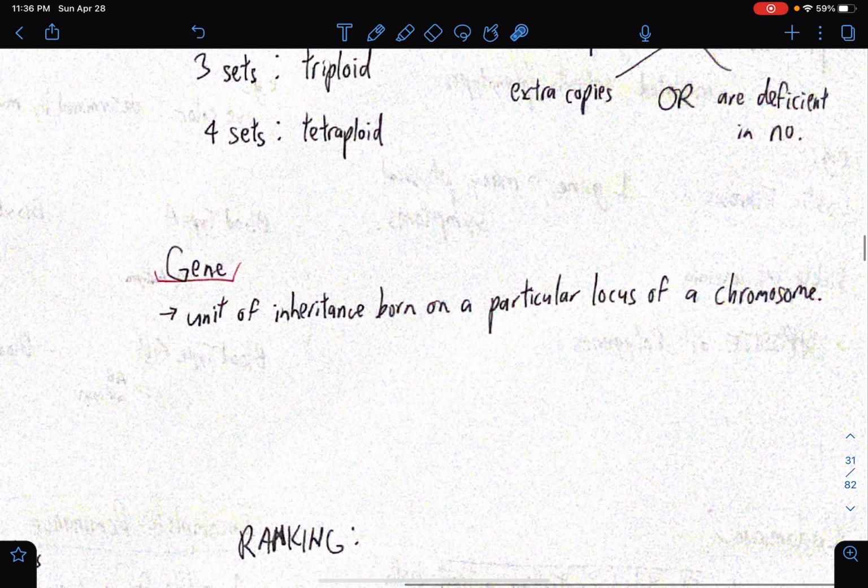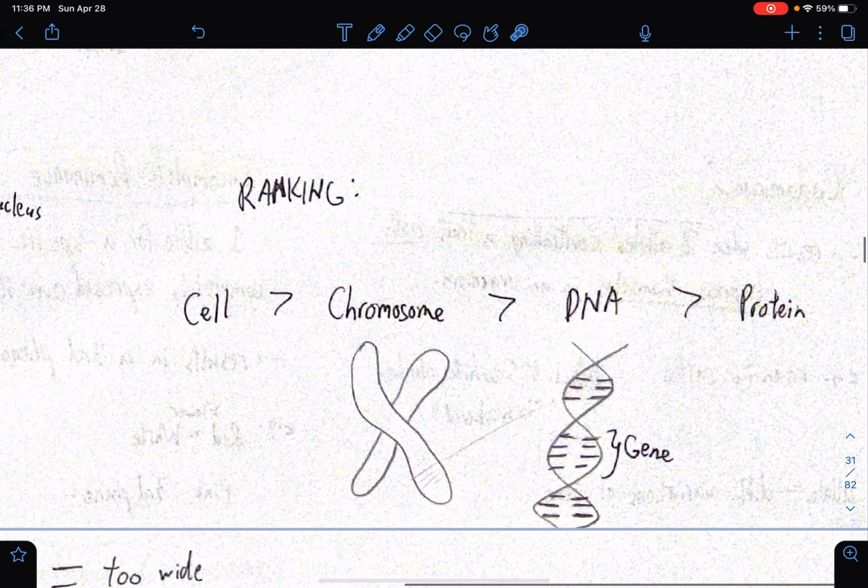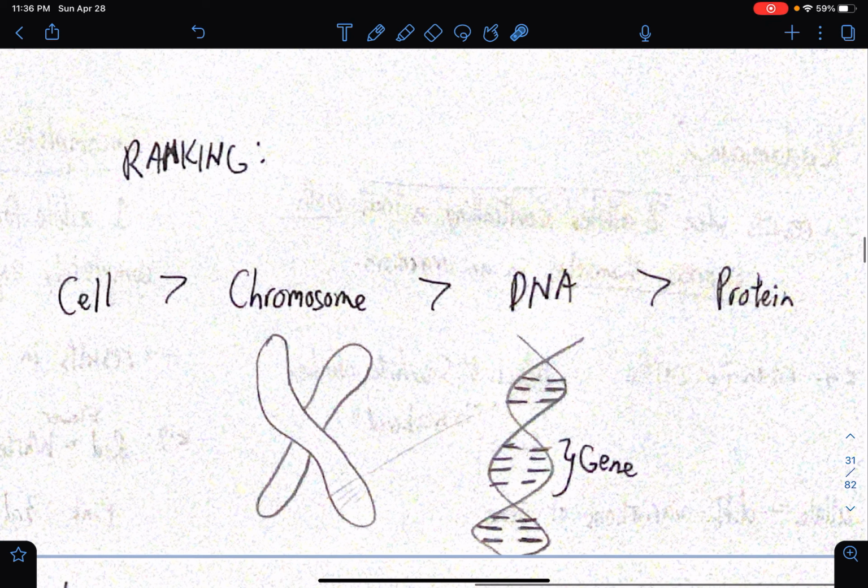And what is a gene? The gene is the unit of inheritance born on a particular locus of a chromosome. So adding to that, what is the ranking in terms of size? So cell is the largest. The next is chromosome, then DNA, then what's smaller than DNA, we have protein.